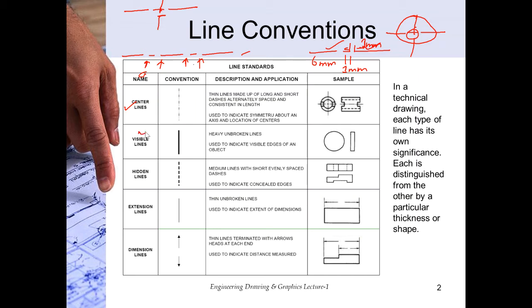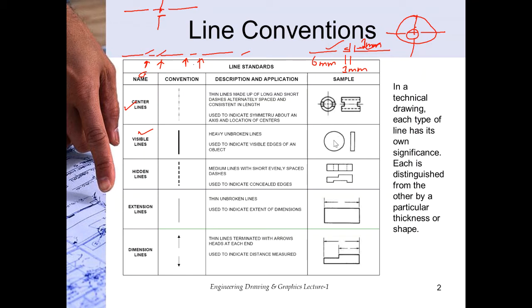The next line is visible lines. Visible lines are heavy unbroken lines. Unbroken, meaning there is no space in them. Unlike the center lines where we were finding these spaces, a visible line is a continuous or heavy unbroken line used to indicate the visible edges of an object.